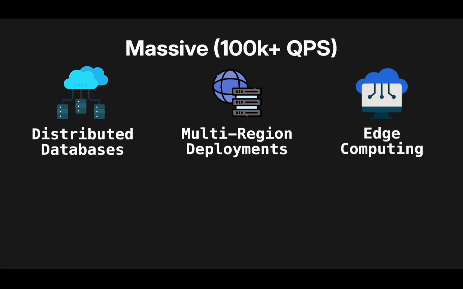Edge computing is a tactic that pushes code execution closer to users by using CDNs, also known as content delivery networks, for static content and edge locations for any key computations. This minimizes latency and offloads traffic from core servers.